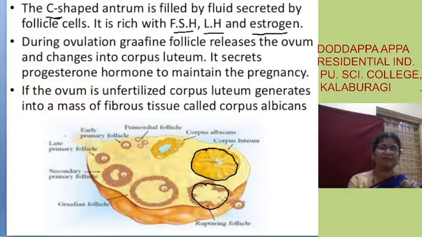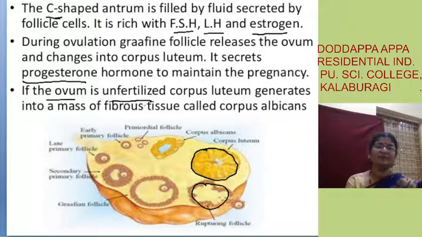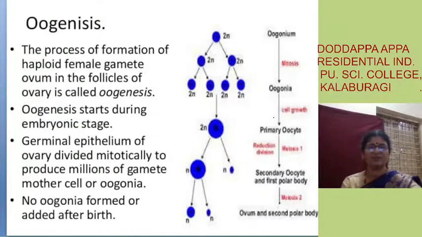Progesterone, let me mark here. It will secrete a hormone called progesterone, which will help in maintaining the pregnancy. Fine. If the ovum is unfertilized, if the ovum does not get fertilized, then this corpus luteum will degenerate into corpus albicans. Fine. So that is about the structure of the ovary and the Graafian follicle.